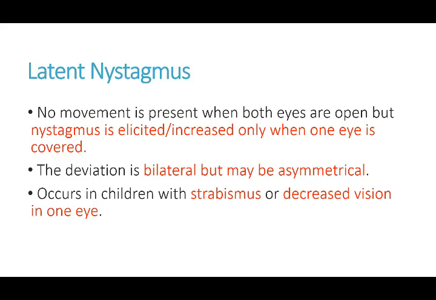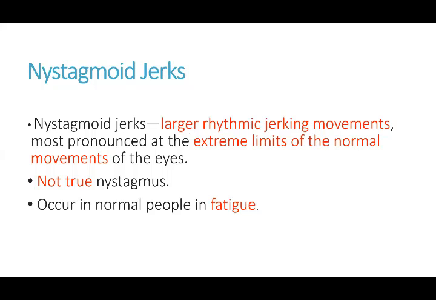What is latent nystagmus? There is no movement when both eyes are open, but nystagmus is elicited or increased when one eye is covered. The deviation is bilateral, but may be asymmetric. Occurs in children with strabismus or decreased vision in one eye. Nystagmoid jerks are larger, rhythmic jerking movements, more pronounced at the extreme limit of normal movements of the eye. It is not true nystagmus. It occurs in normal people in fatigue.